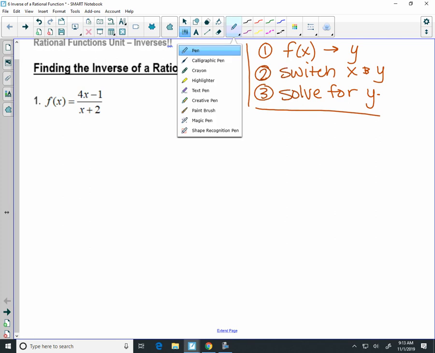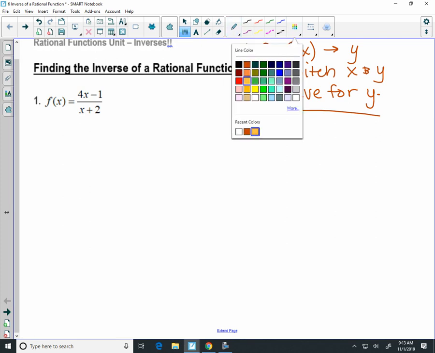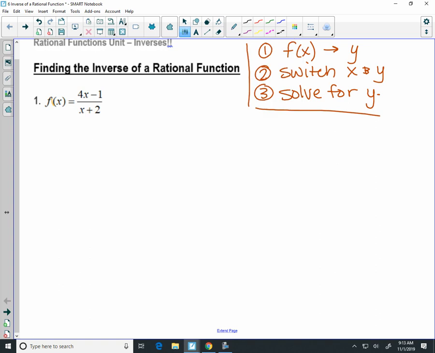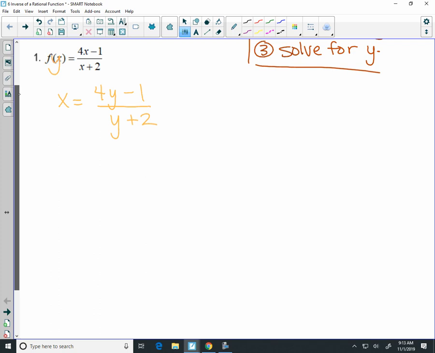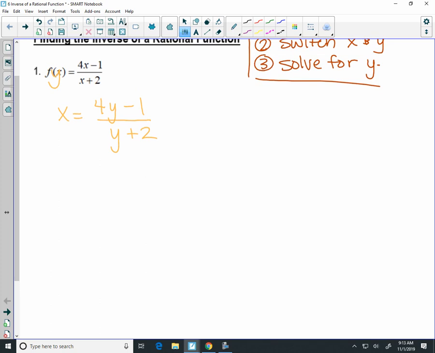Here we go. Let's switch x and y. So change f of x to y, because I'm lazy, I'm just going to do it like that. Switch x and y, and solve for y. So a couple of things to be careful about here. One, make sure you're putting the y in both places when you're switching x and y. The other thing, pay really close attention to your signs.